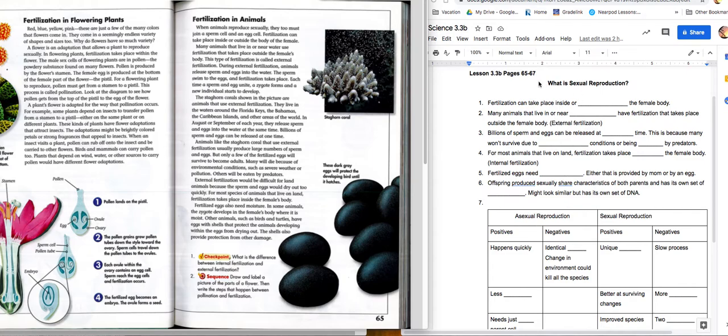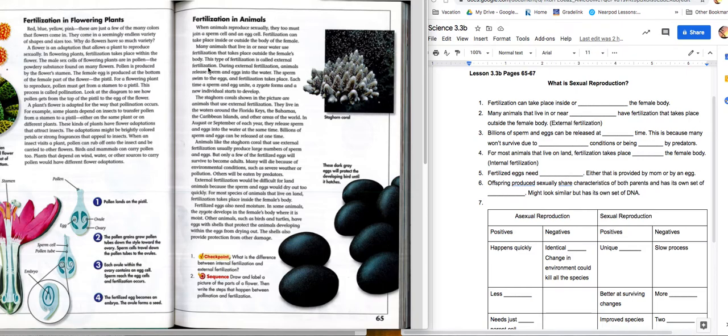You've got your notes sitting out here as we continue to move on with these last 3 pages from this lesson. It says when animals reproduce sexually, they too must join a sperm and an egg cell. Fertilization can take place inside or outside of the female body. Many animals that live in or near water, number 2 already, use fertilization that takes place outside the female body. Notice it's many, it's not all. This type of fertilization is called external.